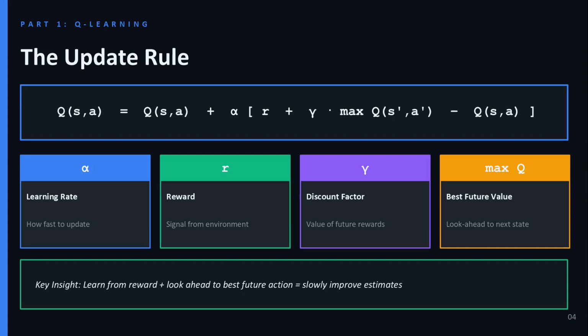This is the update rule. Don't worry about the formula. Here is the idea. Alpha is the learning rate, how fast we update. R is the reward, what we just received. Gamma is the discount, the importance of future rewards. Max Q is the best possible future value. So basically, learn from the current reward plus the best future outcome.